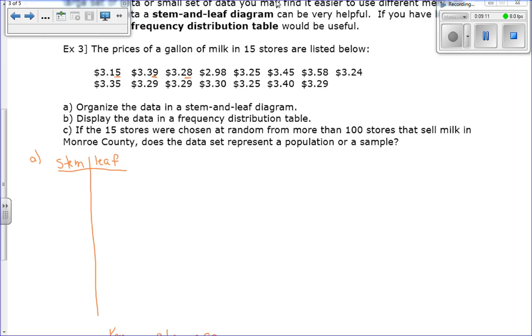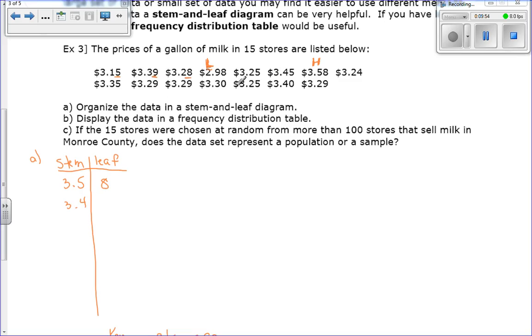My highest value, if I look at my data, is $3.58. My lowest value is $2.98. I'm going to start at my highest value and work my way back. I have nothing else in the $3.50 range, so on this side I'm going to put 3.5 and then the 8.